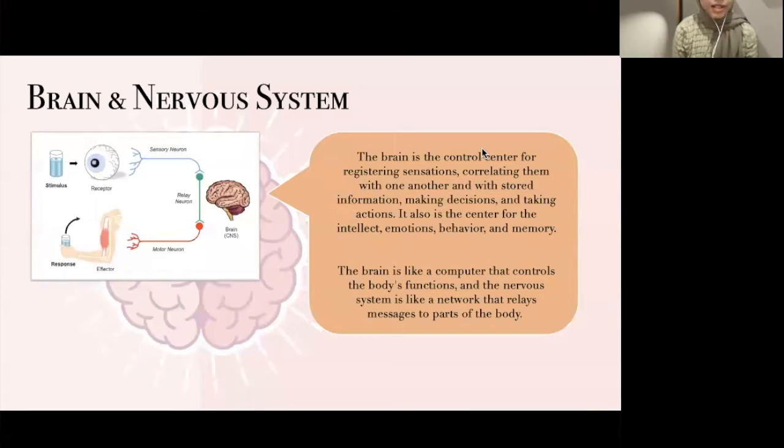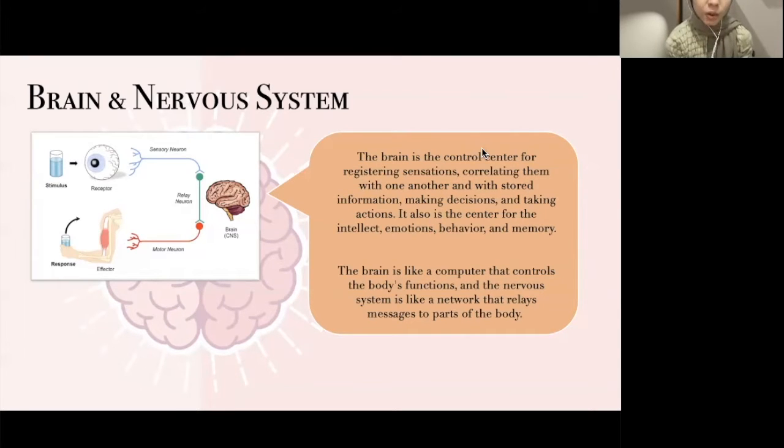So we are in the first slide, which is the correlation between brain and nervous system. As you can see in the picture, receptors receive the stimulus and then deliver it to the brain as the CNS by sensory neurons, and the brain will produce an effector by motor neurons as the response. So the brain is like a computer that controls the body's functions, and the nervous system is like a network that relays messages to parts of the body.